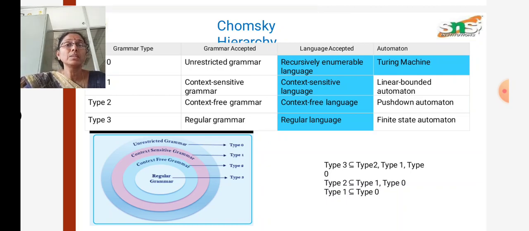Based upon the author, the grammar is classified into 4 types. Once the grammar is type 3, it belongs to type 2, type 1 and type 0. So type 3 is a restricted grammar. This is the hierarchy maintained by Chomsky. Suppose the grammar belongs to type 3, then it belongs to type 2, type 1 and type 0.